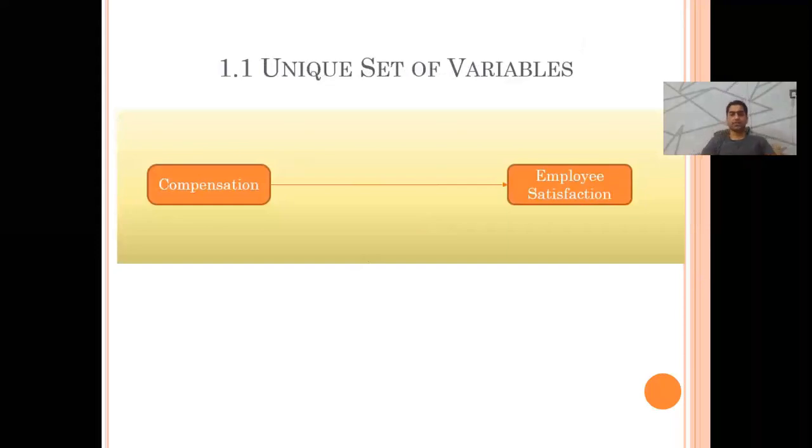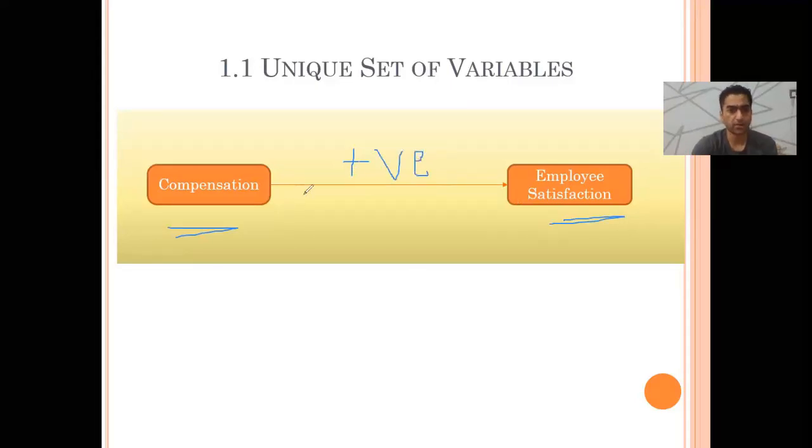Well, starting with a unique set of variables, do you think we can conduct research on this topic, compensation and employee satisfaction? Maybe or maybe not, but there is a way to know if you can go this way or not. The relationship apparently is quite simple. Here we have the variables compensation and employee satisfaction. I feel that with more compensation, I can enhance employee satisfaction.